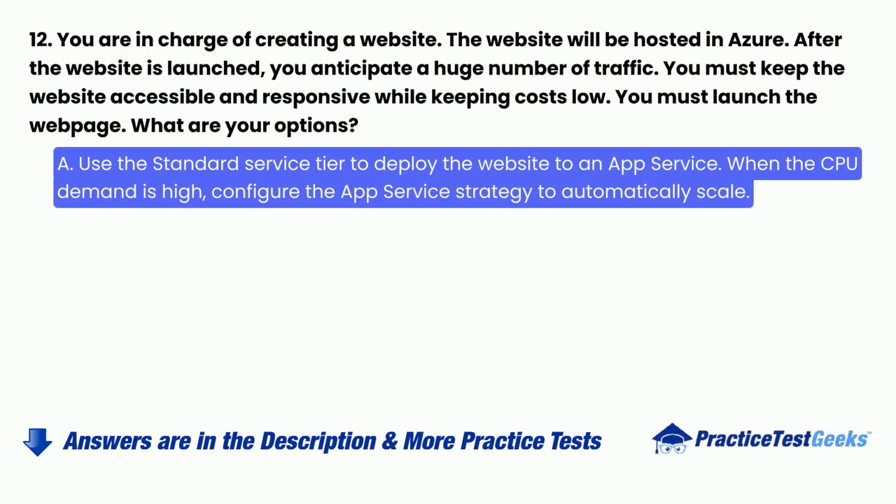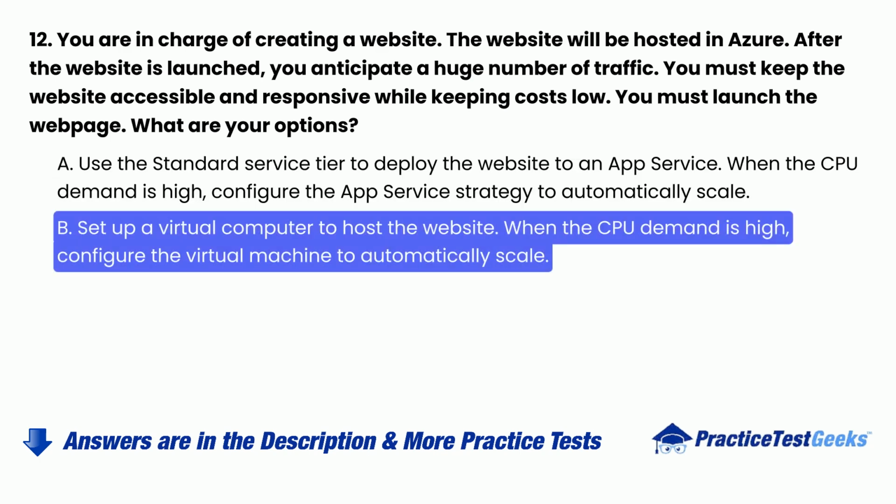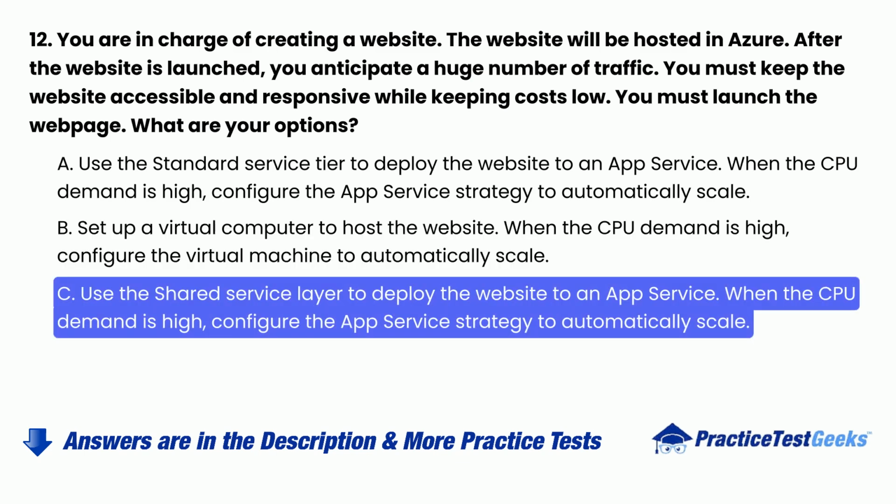A. Use the standard service tier to deploy the website to an app service. When the CPU demand is high, configure the app service plan to automatically scale. B. Set up a virtual computer to host the website. When the CPU demand is high, configure the virtual machine to automatically scale. C. Use the shared service tier to deploy the website to an app service. When the CPU demand is high, configure the app service plan to automatically scale.